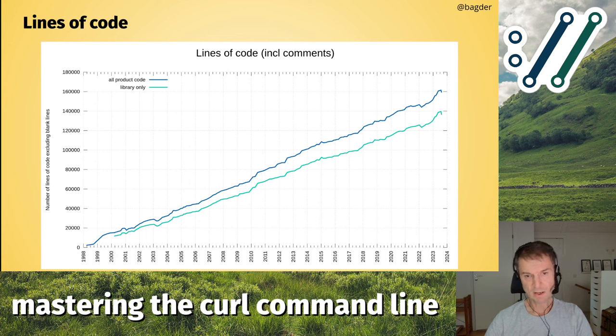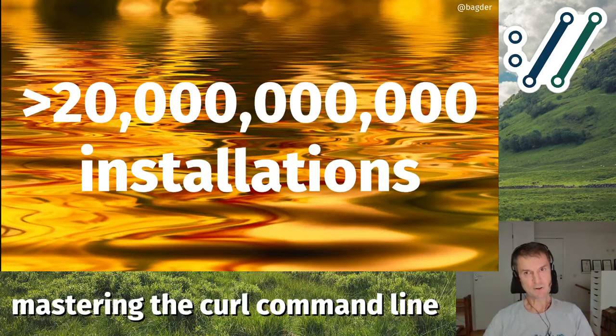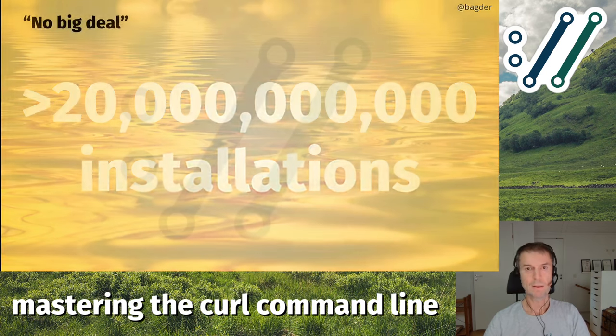Number of lines of code is a fascinating growth. As you can see, in 1998, 2,000 lines of code, now 160,000 lines of code. So 80 times growth roughly in 25 years or so. So the project has really come to this point where we count roughly maybe 20 billion installations worldwide. It's really, really hard to know. It's a guesstimate at best, but it's everywhere.